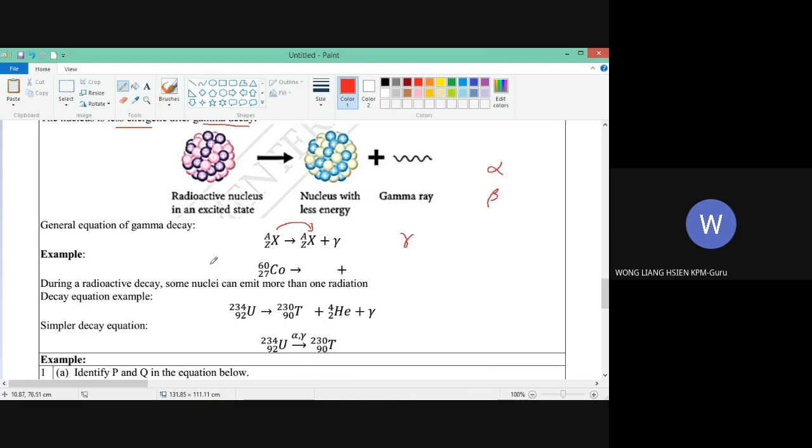Okay. So let's do an example. So the cobalt, for example, cobalt 60, undergoes gamma decay, emits gamma ray, and still it is cobalt. Proton number 27, nucleon number 60. Okay?